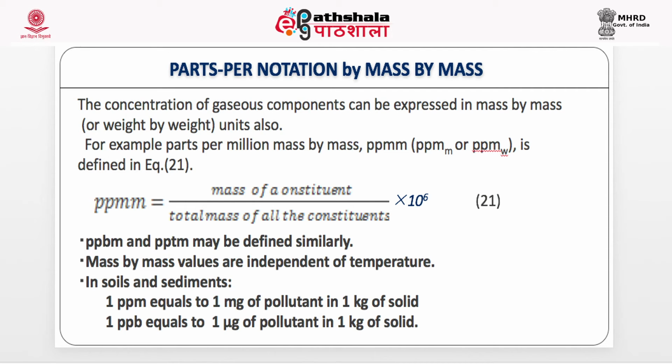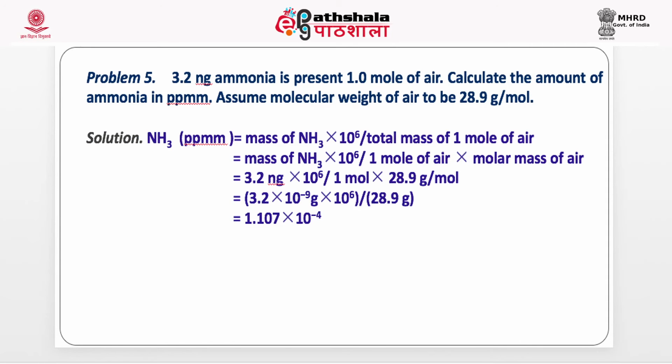Remember this point: earlier we wrote ppbv because volume was the unit. Here mass is the unit. Sometimes in some books you will find W, that is weight, instead of mass, one and the same thing. ppmm equals the mass of a constituent divided by the total mass of all the constituents, times 10 to the power 6. Remember, for ppm it is 10 to the power 6. This can be written similarly.